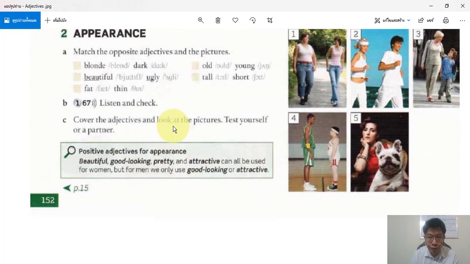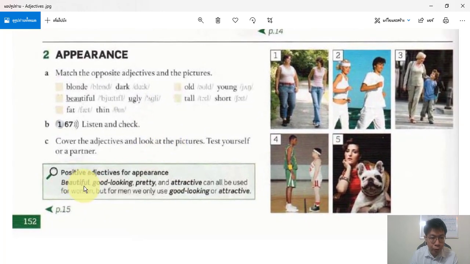There are some more adjectives here. We have beautiful, good looking, pretty, attractive. They are quite similar. Good looking is similar to beautiful. Pretty and attractive are all used interchangeably, so they all have the same meaning. So you don't have to use the same adjective all the time. Instead of beautiful all the time, you can interchange it with good looking, or use pretty or attractive.